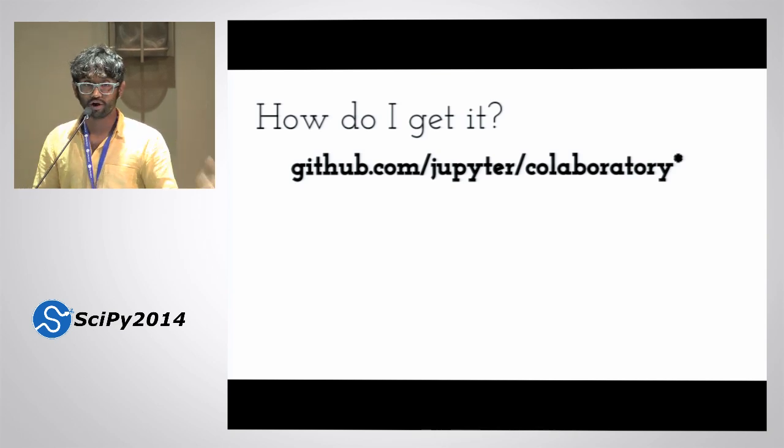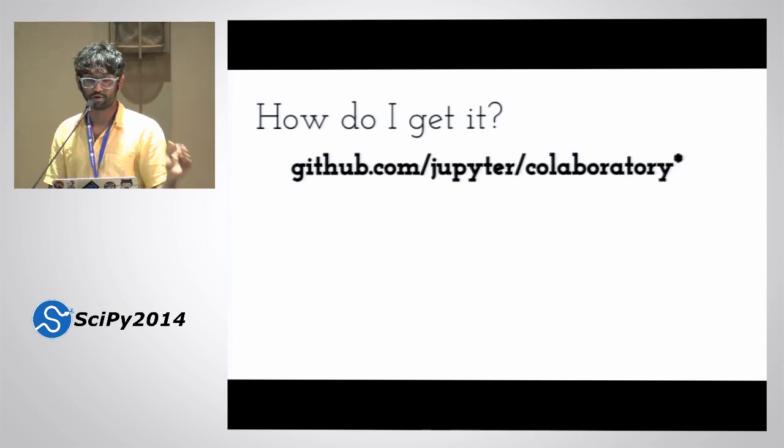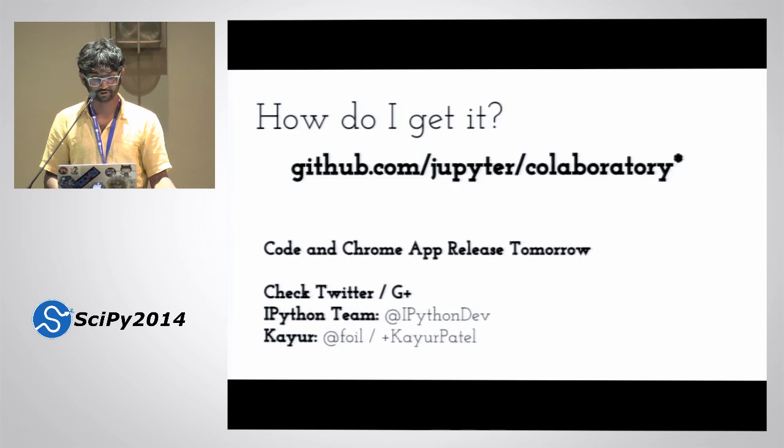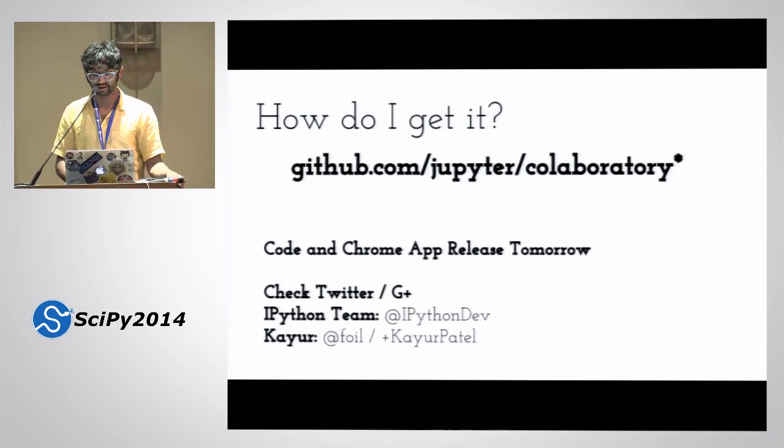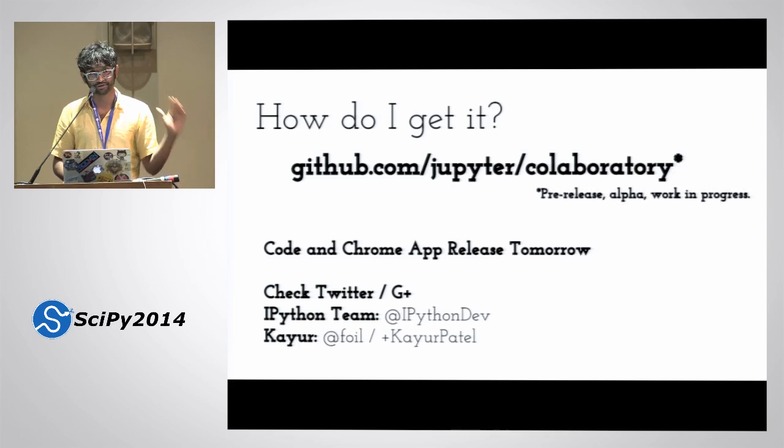So how do you get it? So tomorrow we're going to be opening the repo. It's part of Jupyter, and we're really excited. So you can actually check Google Plus or Twitter. We'll announce it tomorrow. And I want to put a little caveat. This is pre-release alpha. There's a lot of things that we're still working on, getting this code cleaned up and integrating into Jupyter. And so please bear with us, and we'd love your contributions and help.